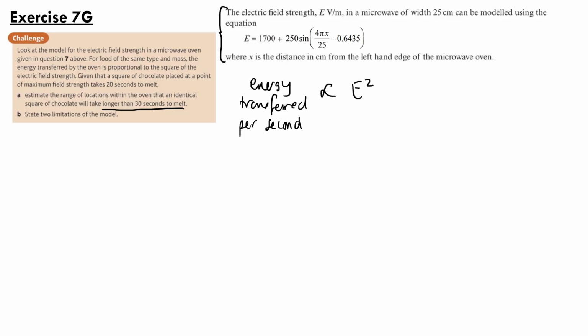Okay, we know that the energy transfer per second, or the power, is equal to the energy over time from GCSE physics or A-level physics. So we can see here that for a constant energy, so the amount of energy needed to melt that identical piece of chocolate is going to be the same. So the energy needed is constant. So we can say that the power is proportional to 1 over the time. And we can then put that into here. So this energy transfer per second is proportional to 1 over time, which is then proportional to E squared. So we can just say that 1 over T is proportional to E squared.